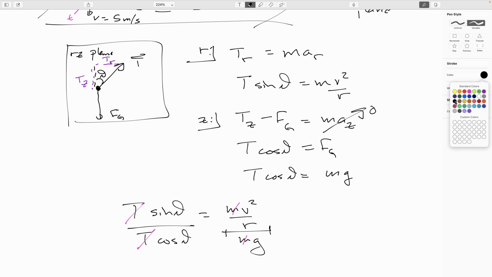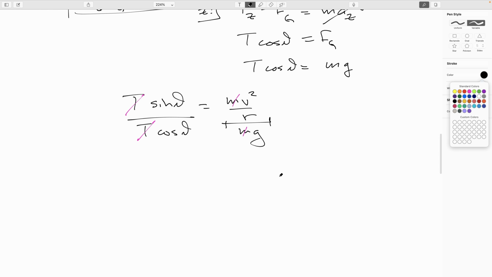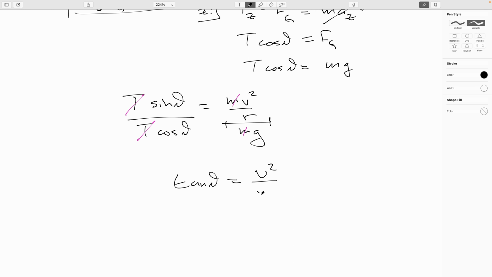And we can clean this up a little bit. We know that sine over cosine is tangent. So the tangent of theta will be, if I go ahead and do this division a little further, v squared over rg. So the angle will be the arctangent, just taking the arctangent of both sides, the arctangent of v squared over rg.